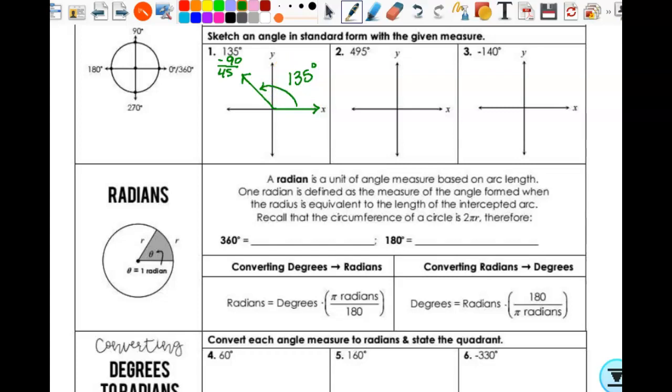Everybody okay with that? So our next angle is 495 degrees. So you might not have known that you could have an angle that big, bigger than 180. Again, that's not going to be inside of a triangle, but it is going to have applications in other things.